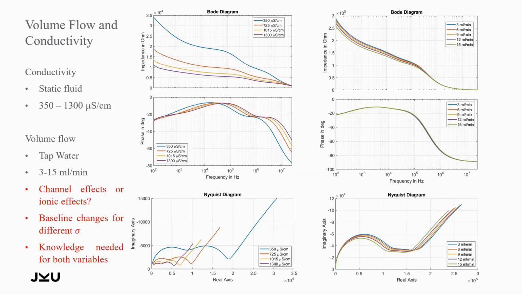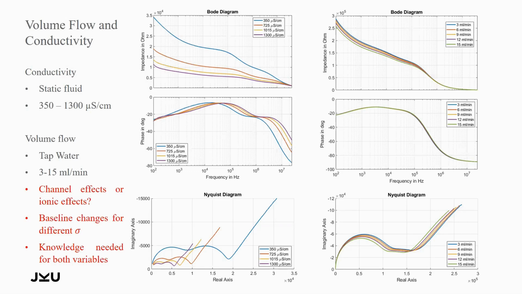Then I show you the first measurements for volume flow and conductivity. On the left-hand side, you have conductivity, amplitude, phase, and Nyquist. On the right-hand side, you have volume flow. For the conductivity, I used the static fluid and I measured between 350 and 1,300 microsiemens per centimeter.